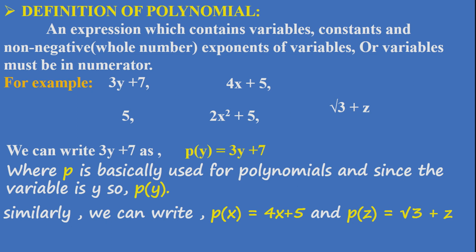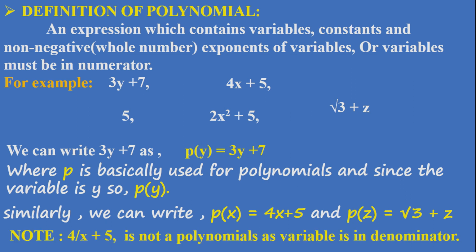One important note for you students, as we have discussed in the definition that we don't have to use variable in the denominator. So as I have taken as an example here 4 by x plus 5. Since x is in the denominator, so this 4 by x plus 5, this expression will not be a polynomial. Is it clear?